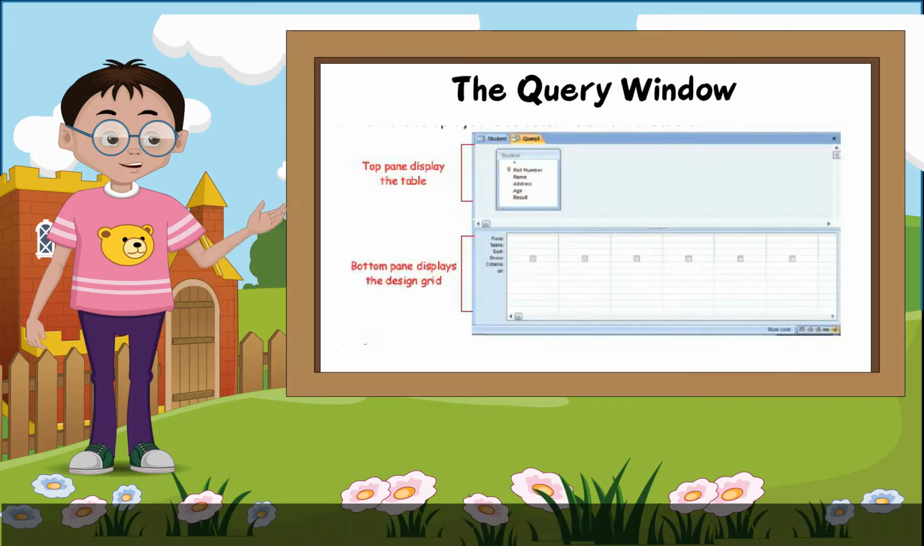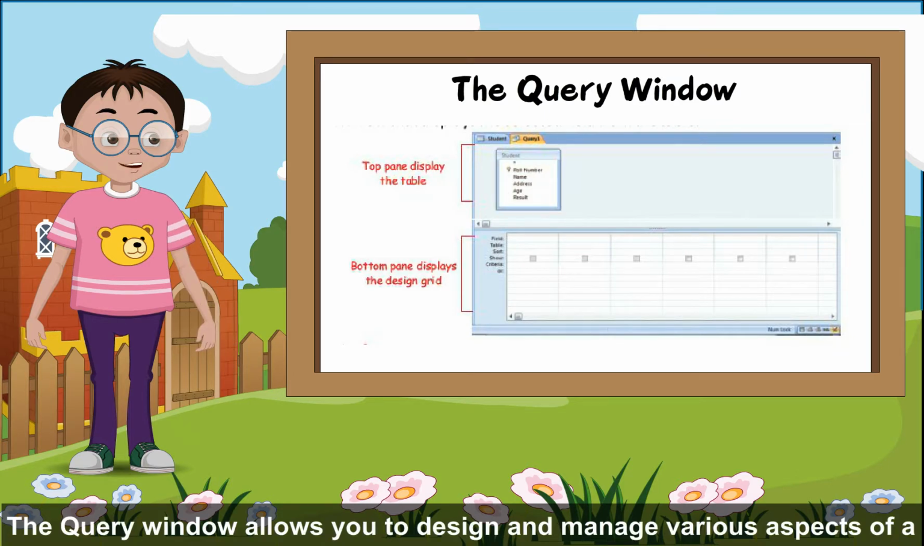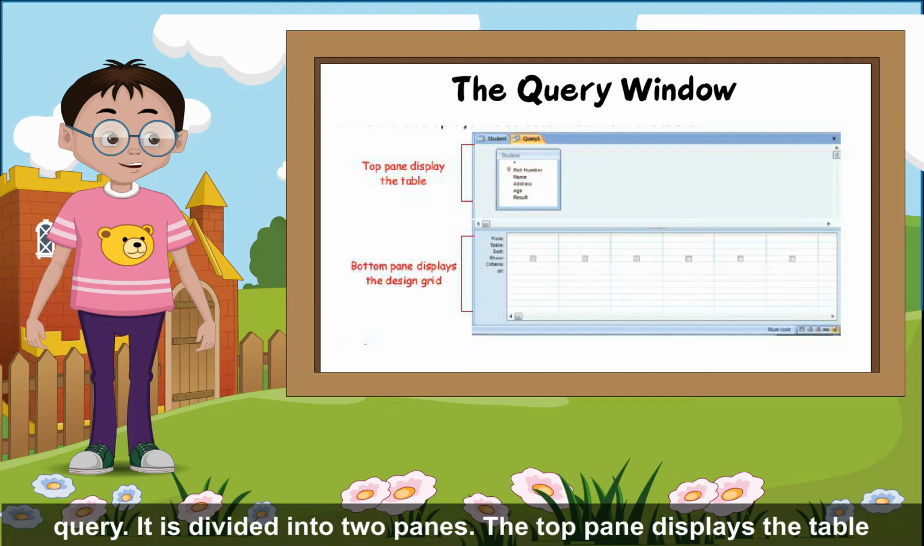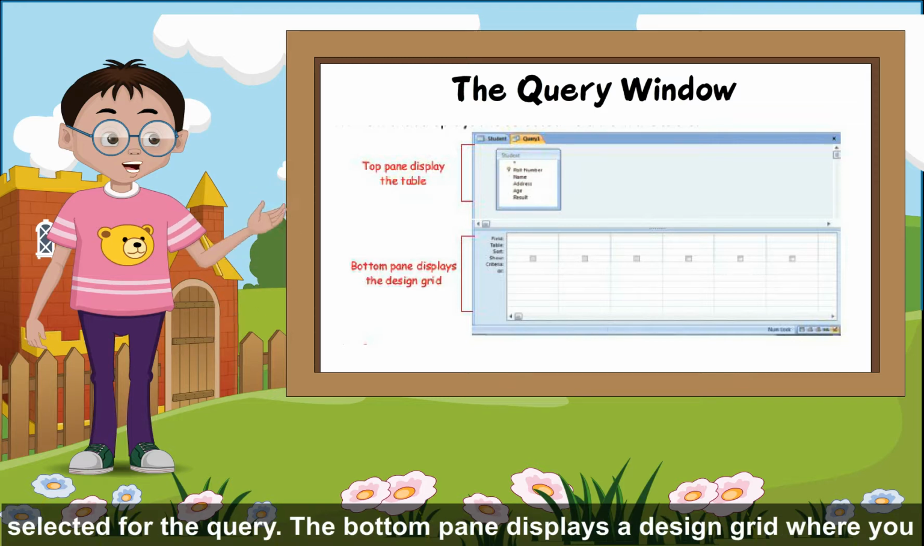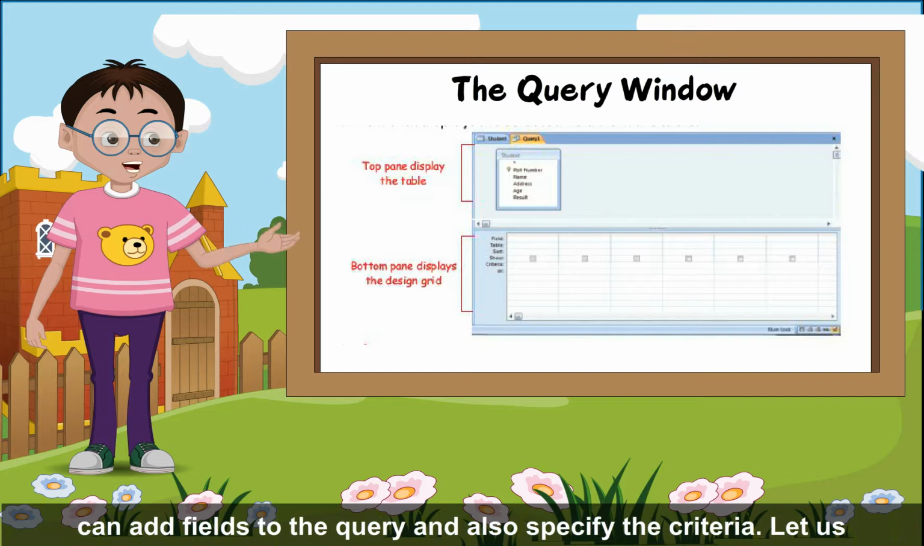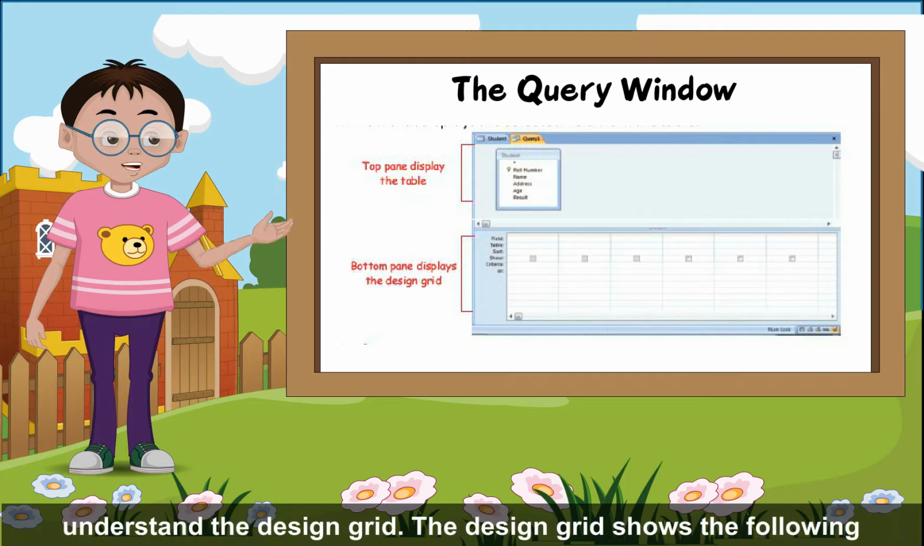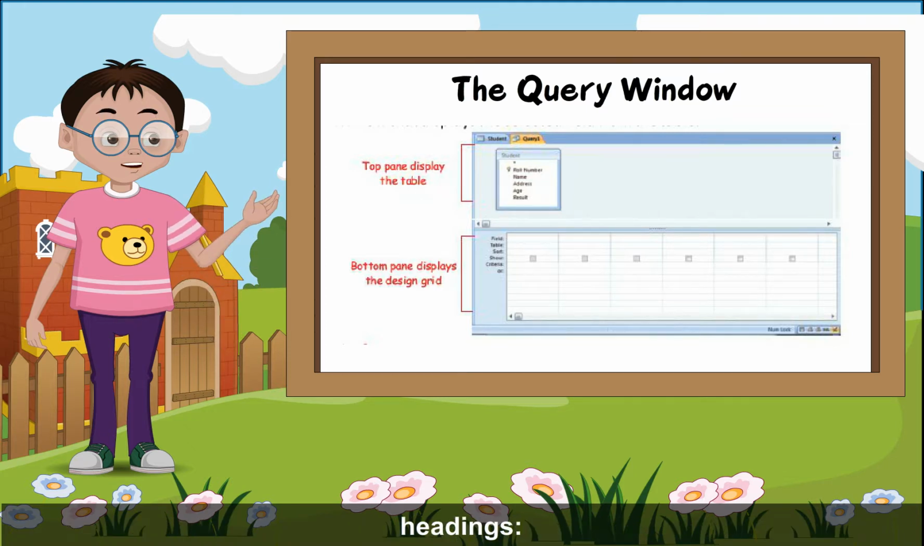The Query window. The Query window allows you to design and manage various aspects of a query. It is divided into two panes. The top pane displays the table selected for the query. The bottom pane displays a design grid where you can add fields to the query and also specify the criteria. Let us understand the design grid. The design grid shows the following headings.